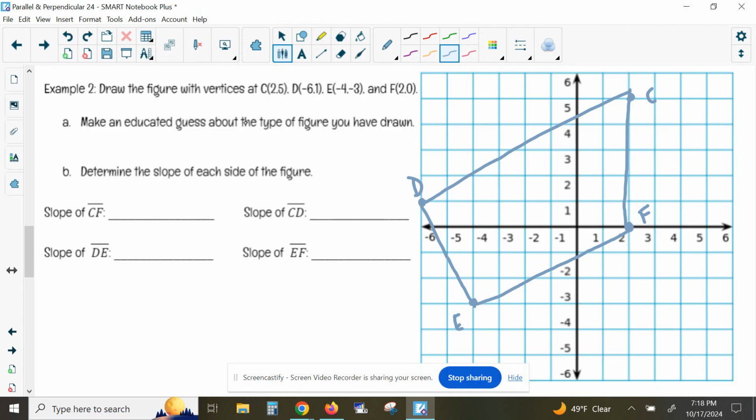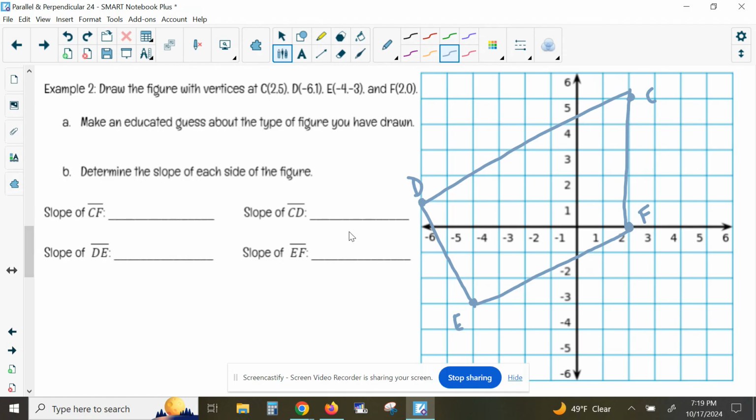Okay, so it says make an educated guess about the type of figure you have drawn. So go ahead and just fill in that space with what shape you think this is. I'm going to leave that blank right now, but you're filling in a shape because you're supposed to be guessing. I'm not going to tell you how to guess.